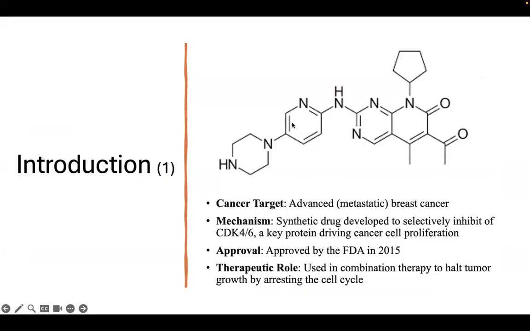Palbociclib targets advanced metastatic breast cancer by selectively inhibiting cyclin-dependent kinase 4 and 6, or CDK4/6. Approved by the FDA in 2015, this synthetic drug halts cancer cell proliferation by arresting the cell cycle. It's most effective in combination therapies where it prevents tumor growth and progression.